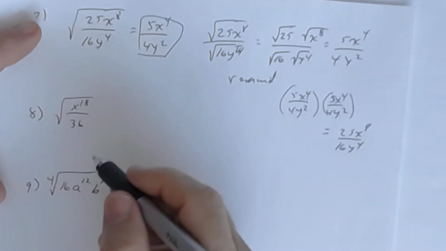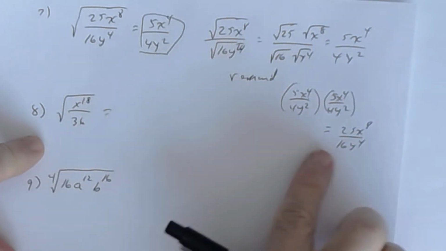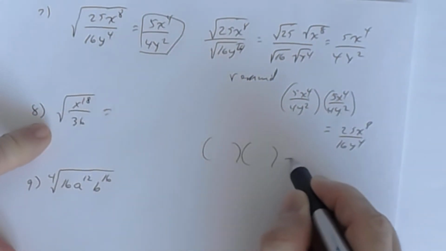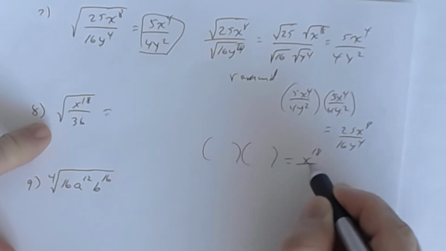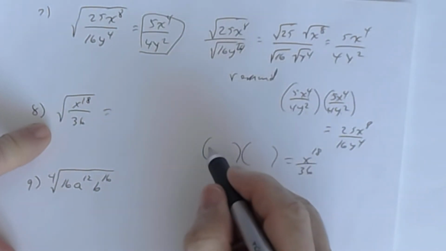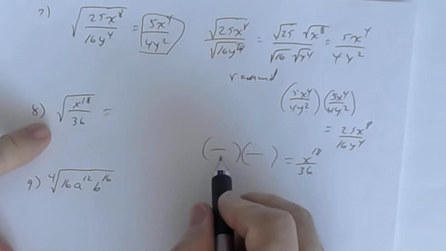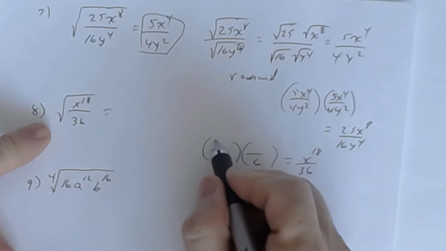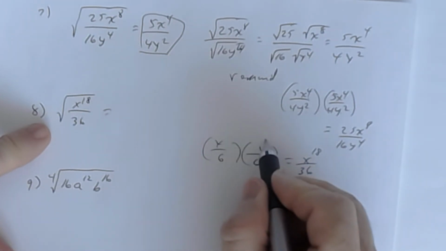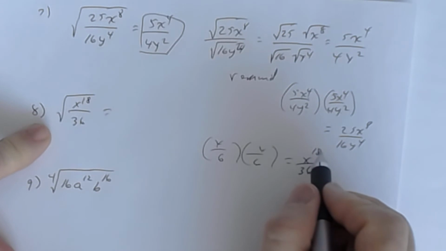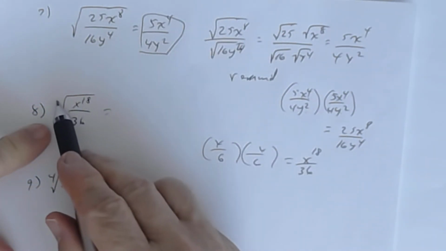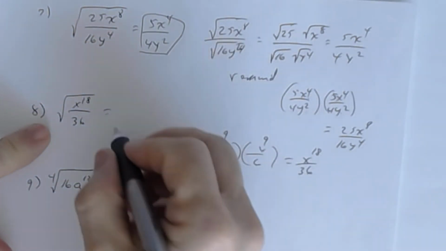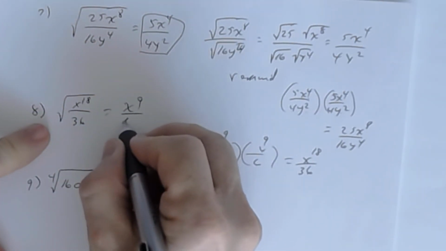And the same thing with number 8. In number 8, I want you to think about this idea here. That's square root. So number 8, what times itself is x to the 18th divided by 36? What do you think? Well, the denominator should be easy, right? What times what is 36? Well, 6. And then x to the 18th, so these two exponents have to be the same. So what number added to itself is 18? Well, 18 divided by the index, which is 2. 18 divided by 2 is 9, right? So the answer is x to the 9th divided by 6.